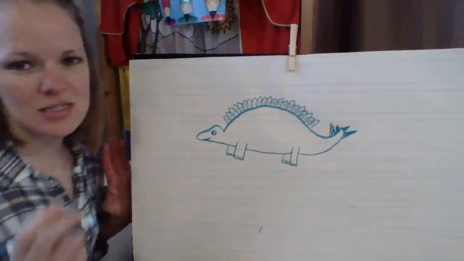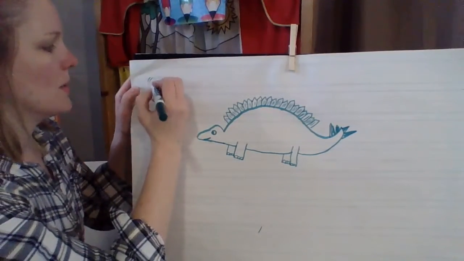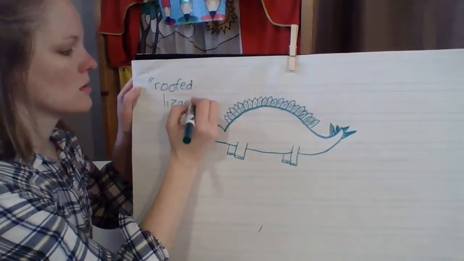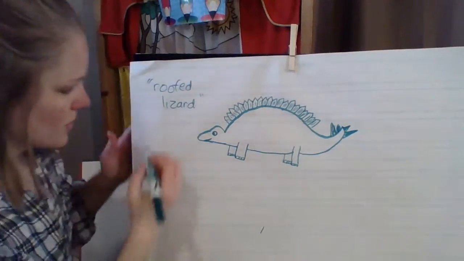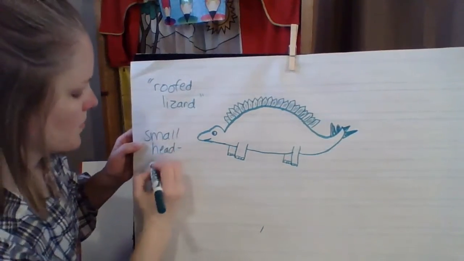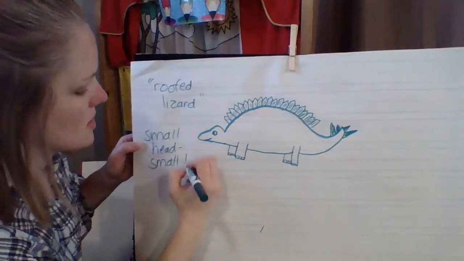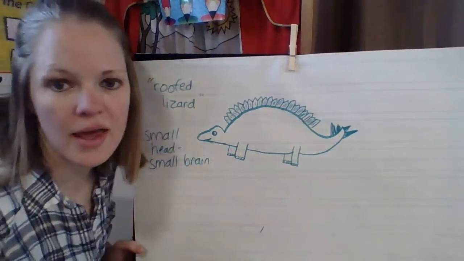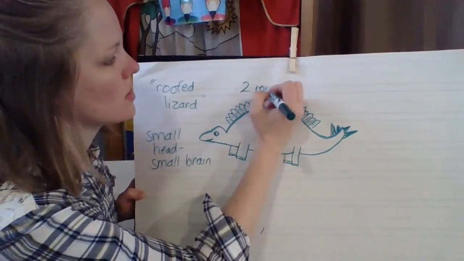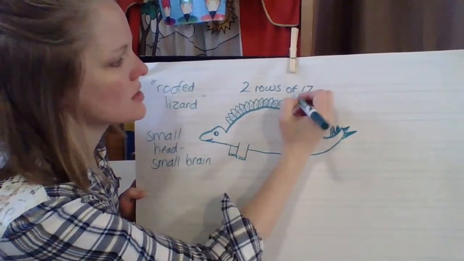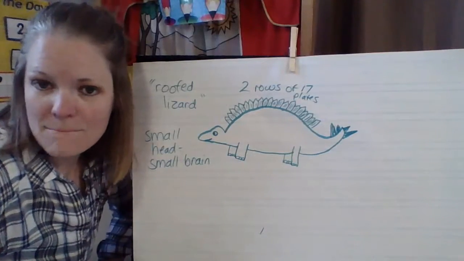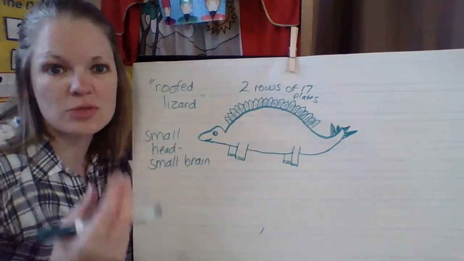So its name means, does anybody remember what Stegosaurus means? It means roofed lizard. Okay, so that's what its name means. It has a small head with a small brain, right? Does anybody remember what size brain it has? The same as a dog, right? Good. It has 2 rows of 17 plates. What did the plates help it do? Remember? Maintain its body temperature, right? Keeps it cool, keeps it warm.